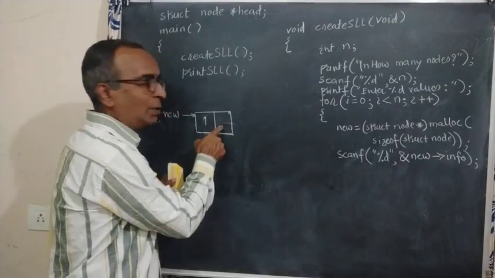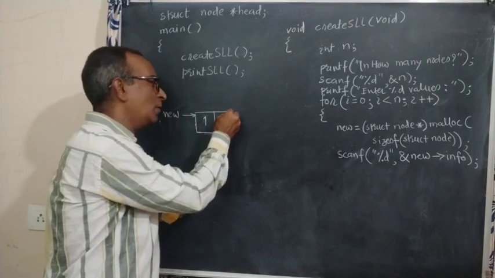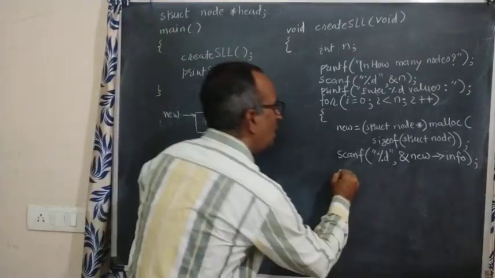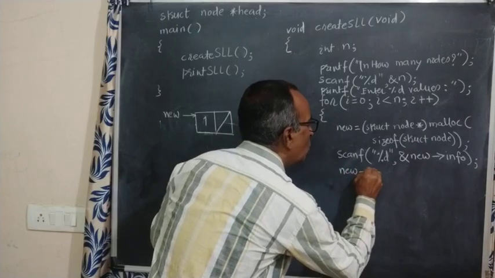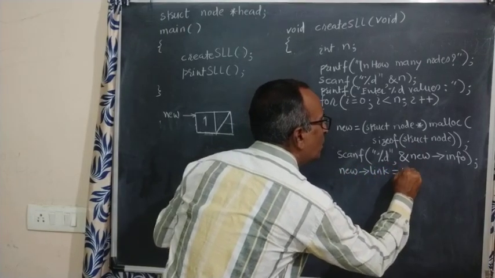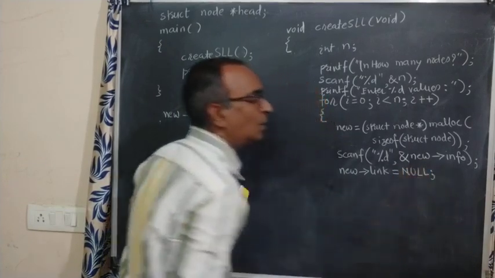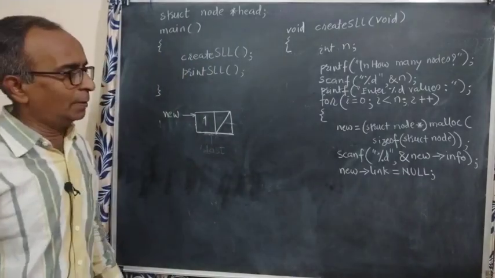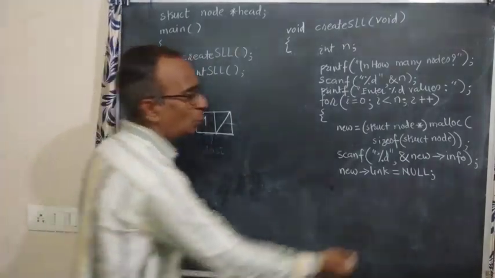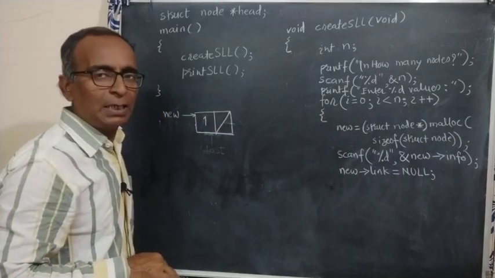Then as always I am inserting at end, this new node's link field will be null. Definitely link field of that node will be null. So make it null. How to access that link field? New's link is given null value. NULL should be in capital because it is a system defined constant. So new's link field has been set, right?